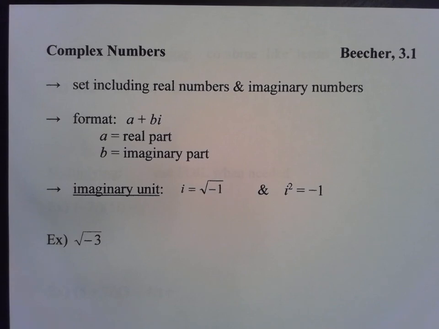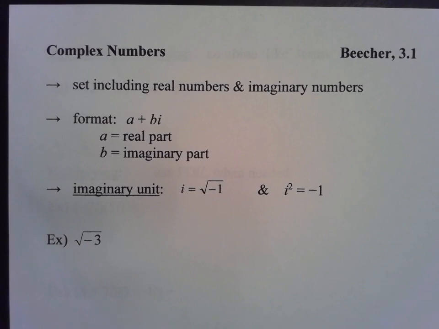In this video, we're going to talk about complex numbers. The set of complex numbers includes both the real numbers, which would be any number you can measure, and what are called imaginary numbers. So the format for these complex numbers, which include the imaginary numbers, they look like a plus bi, where a and b are real numbers.